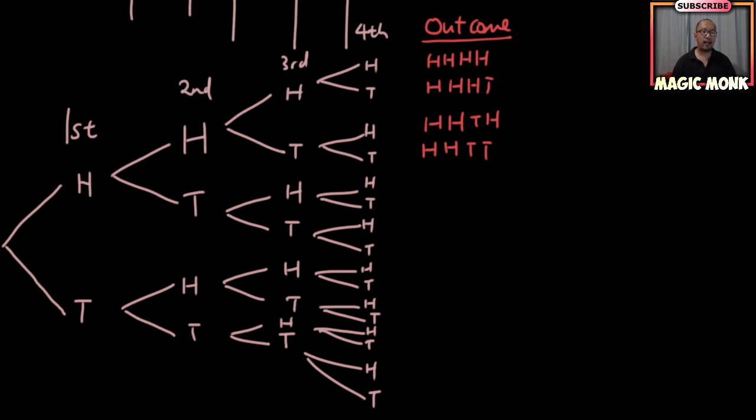So head, head, tail, tail. And then what do I have? Head, tail, head, head. Head, tail, head, tail. Head, tail, tail, head. Head, tail, tail, tail.